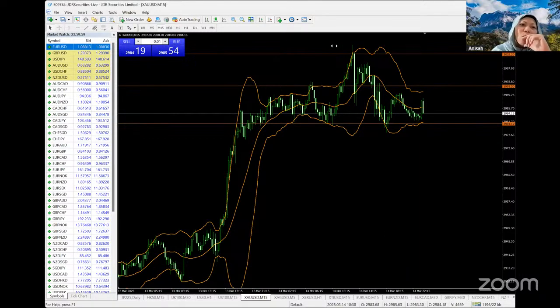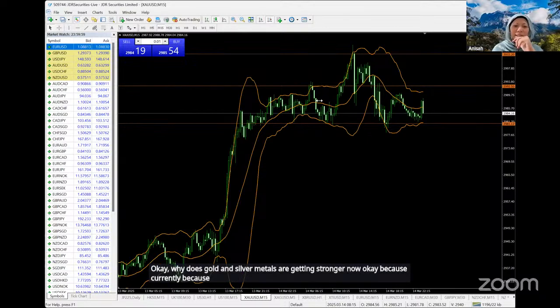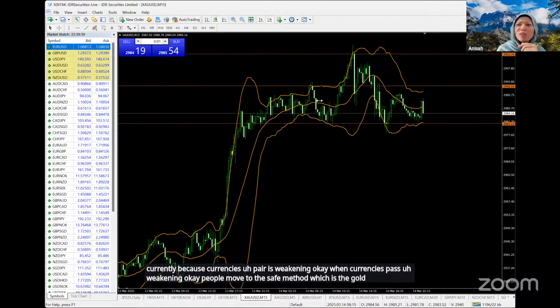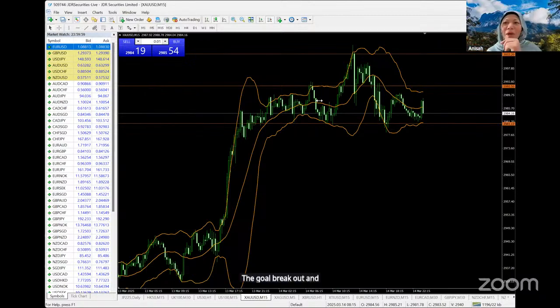Okay, why are gold and silver getting stronger now? Because currencies are weakening. When currencies are weakening, people move to safe metals, which are gold and silver. So that's why we see gold break out and make an all-time high of 3,005 here.